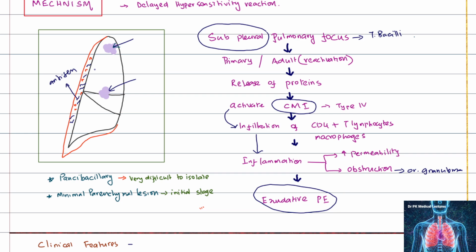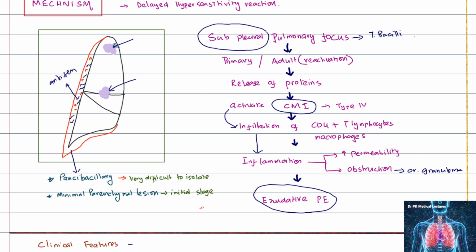At this junction, I would like to emphasize two important points. Number one, the pleural fluid is paucibacillary, which means it is very difficult to isolate the organism either by culture or even by nucleic acid amplification technique because this pleural effusion is not due to direct invasion of bacilli.